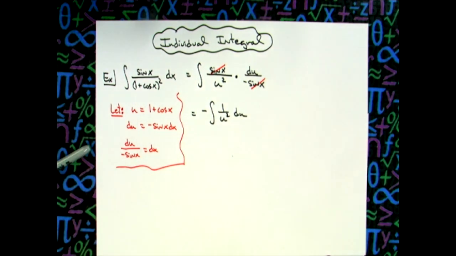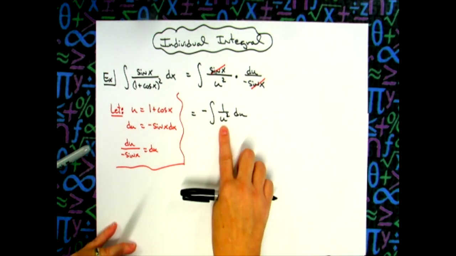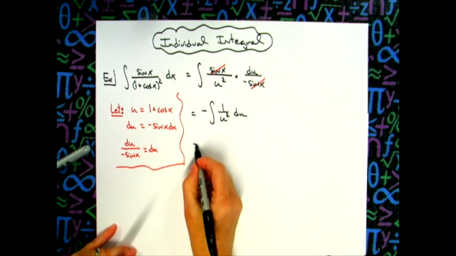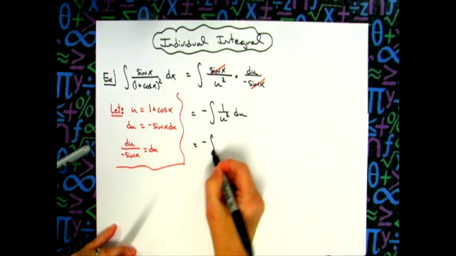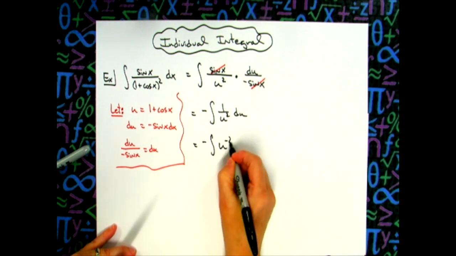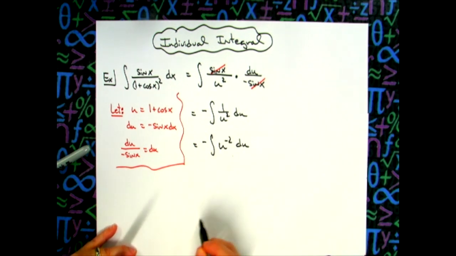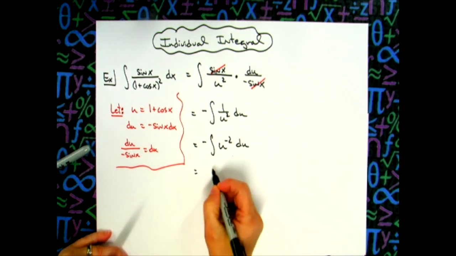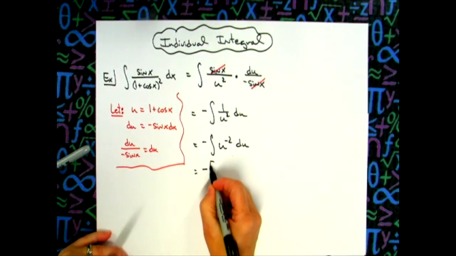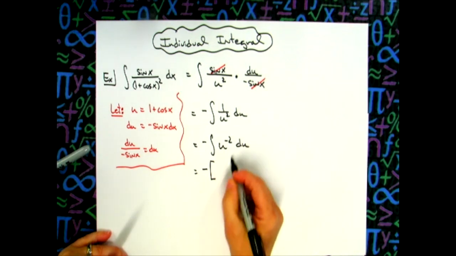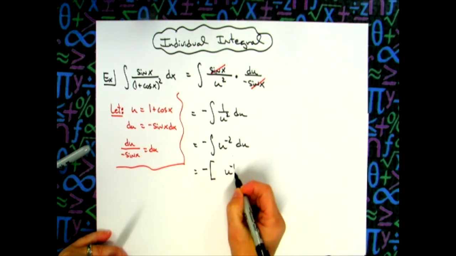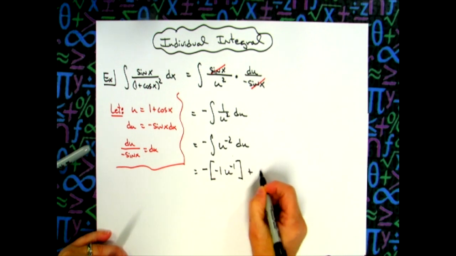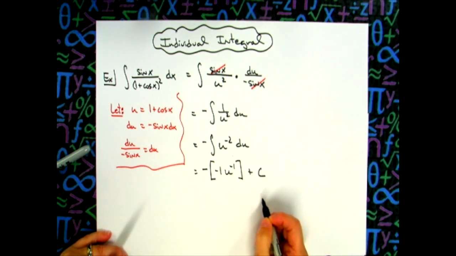Now to easily take the integral here, we're going to want to implement our laws of exponents, move that u squared up. So we'll have a negative integral of u to the negative 2 du. Now I can integrate. So let's have the negative out in front. Adding 1 here will give me a u to the negative 1, putting that in front, negative 1, and then plus c because I've completed the integration.